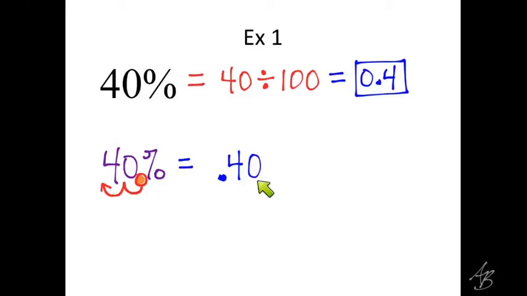So this 0 here doesn't change the value of anything. If you remember when we were doing the decimals to fractions earlier, we had the 1.50 and we said we don't need that 0 at the end. So this 0 here is not necessary, so we want to get rid of it. We don't want any zeros at the end of a number after the decimal.